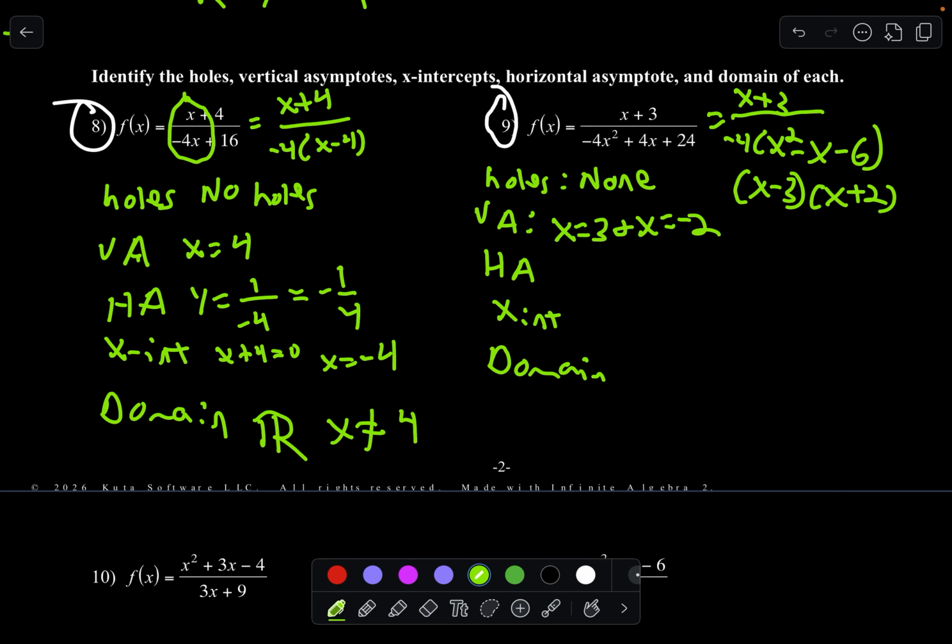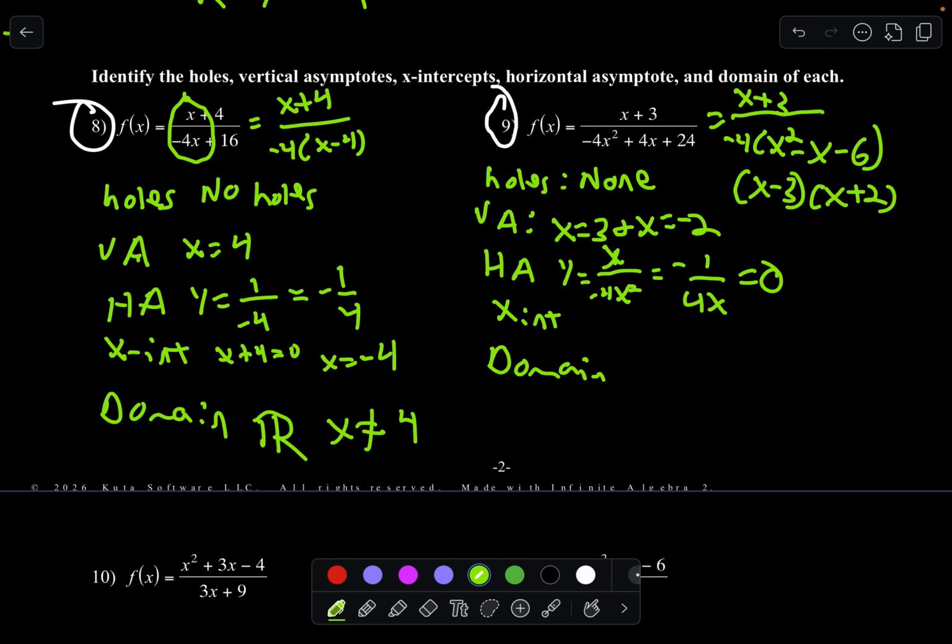The horizontal asymptote, you only have to look at the non-factored version right here and do the ratio of the highest powers. So this becomes y equals x over -4x squared, which equals -1 over 4x. And as x gets huge, this goes to 0. So the horizontal asymptote is y equals 0.